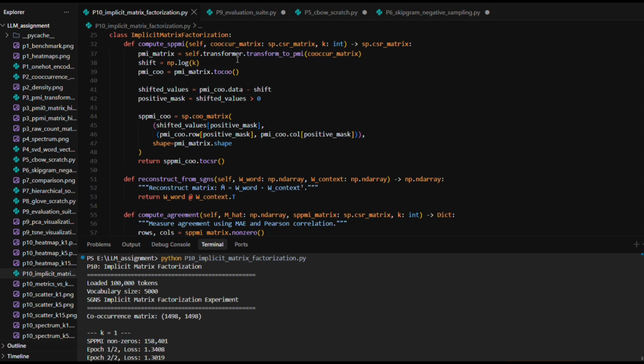The program measures how closely these two matrices agree. It uses two metrics. The first is MAE, that is mean absolute error. It measures the average absolute difference between the SPPMI values and the values reconstructed from the SGNS.